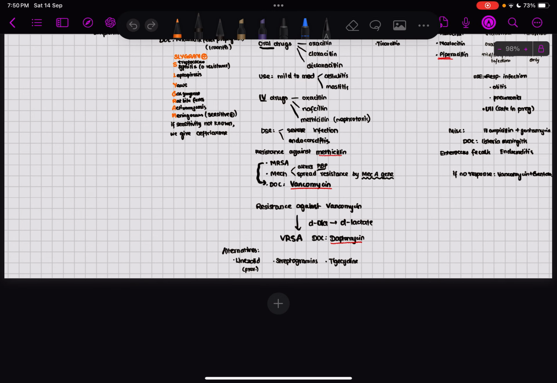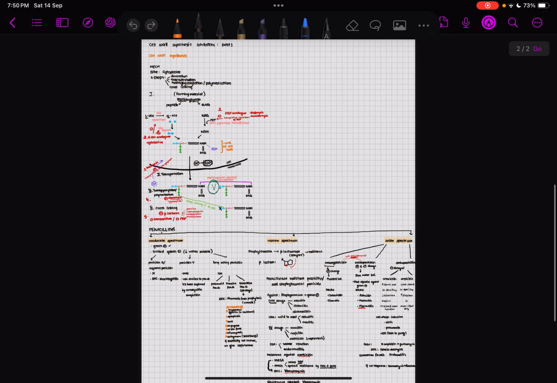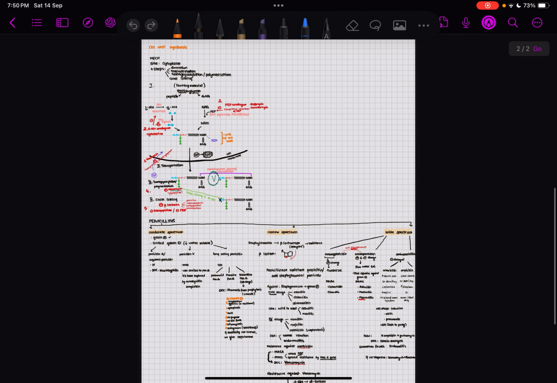With this, cell wall synthesis inhibitors part 1, that is only penicillins, gets completed.